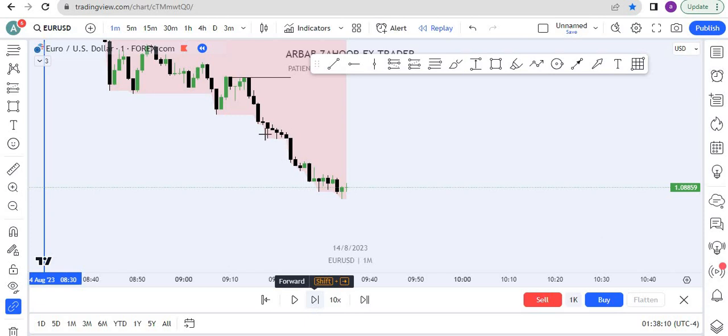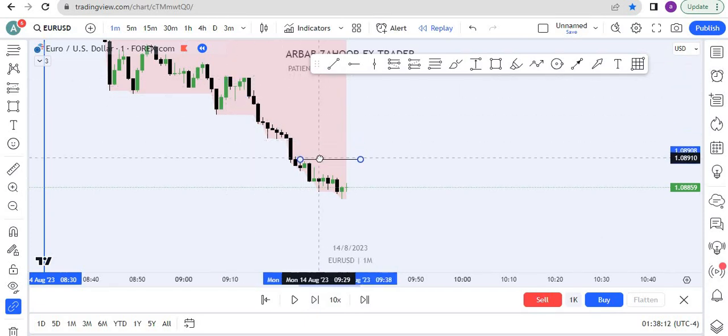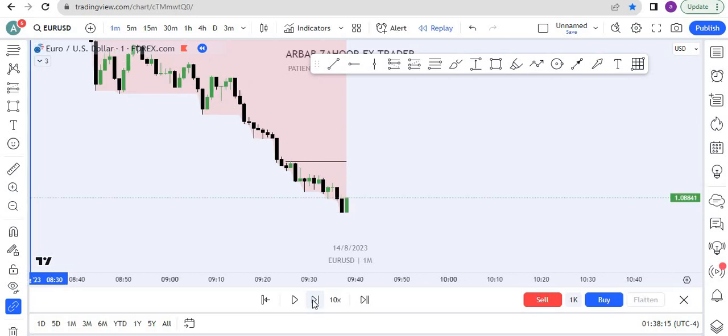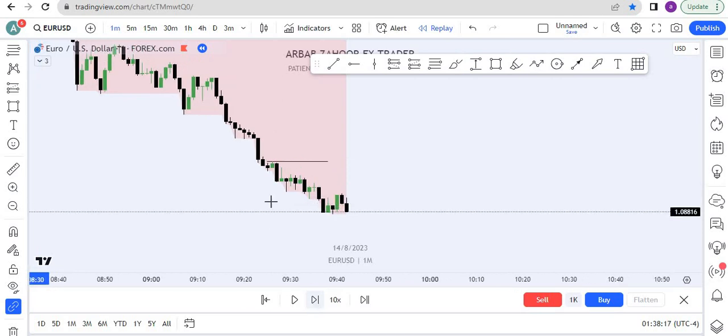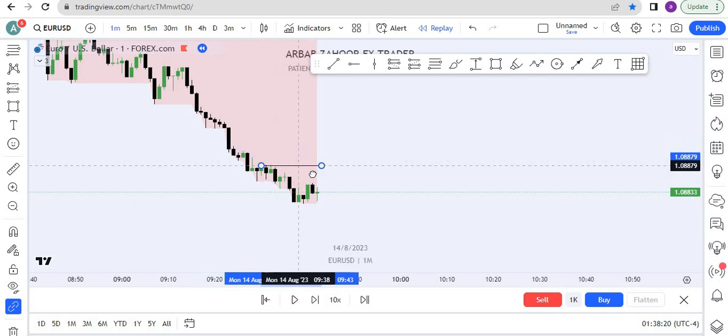Now we have this point, a valid swing point. We have this valid swing point.